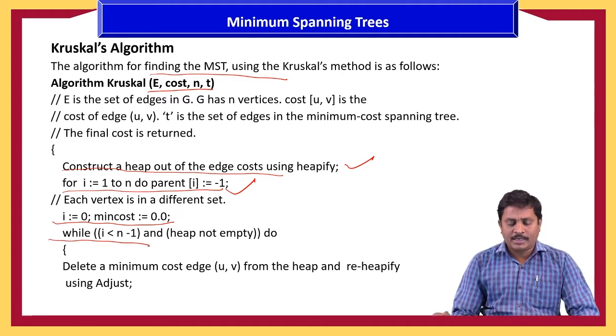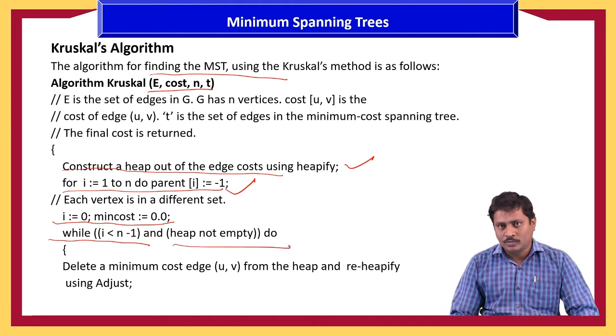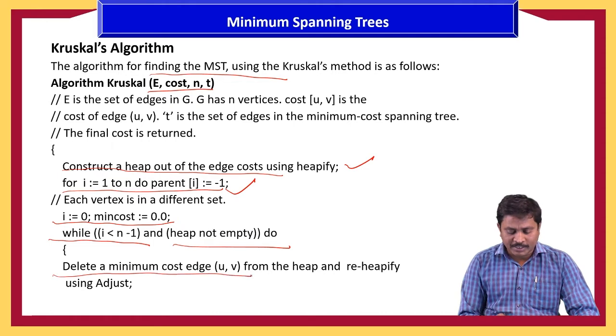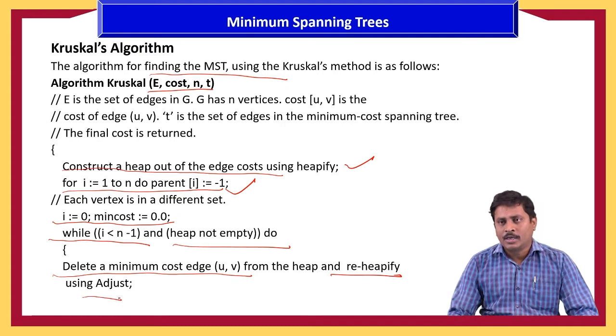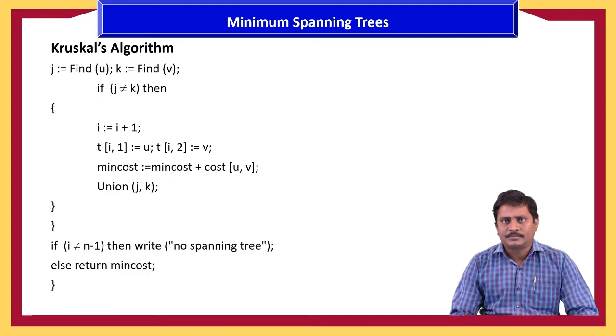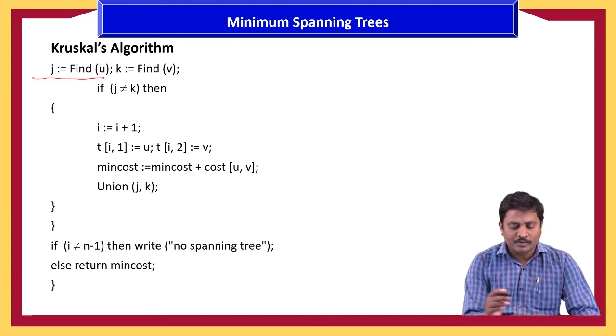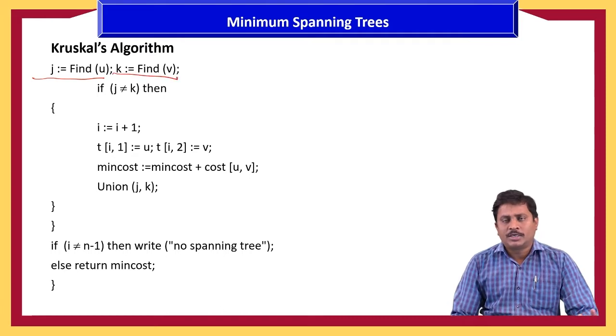While i is less than n minus 1 and the heap is not empty, repeat: delete a minimum cost edge (u, v) from the heap. Already in that heap we added all the edges. So we choose one minimum cost edge, delete it from the heap, and re-heapify using adjust. Now j equal to find of u, and k equal to find of v.